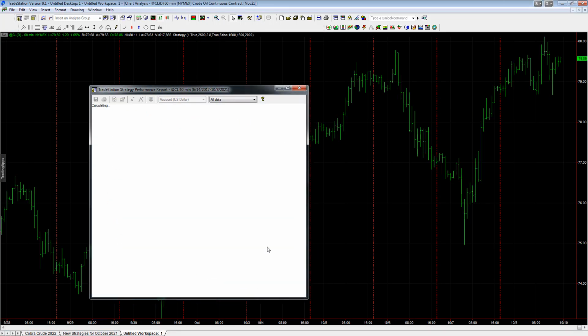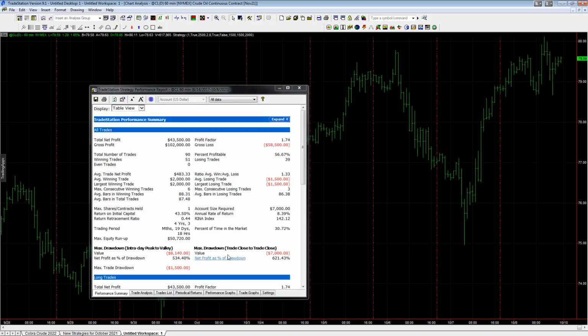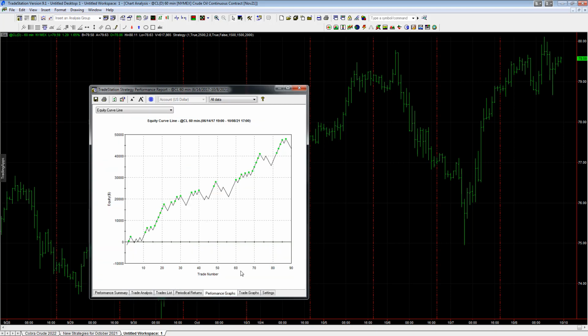I've gone over my swing trade. The third strategy you can use to trade crude is NASDAQ 60-minute breakout. And I optimized it for the last 2 years, and then I did a test back to 2017. And here are the results. Not a lot of trades, 90 trades, it's long only, $483 average trade profit.